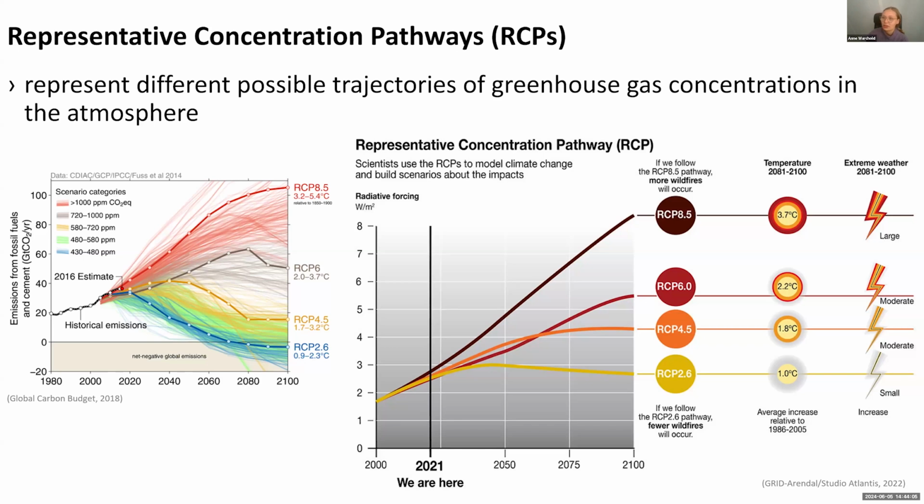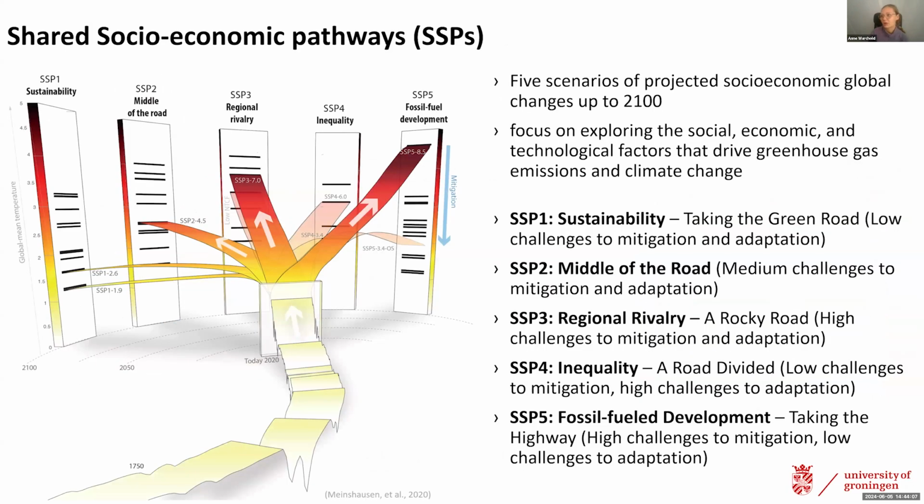And then in combination with the RCPs, you often hear about SSPs. These are the shared socioeconomic pathways. You have your 5 scenario projections up to 2100, and they focus also on exploring different social, economic, and technological factors that drive greenhouse gas emissions and climate change. So the figure shows you SSP1 is like the sustainability scenario, and then you have the middle of the road scenario, regional rivalry, inequality scenario, and fossil fuel development.